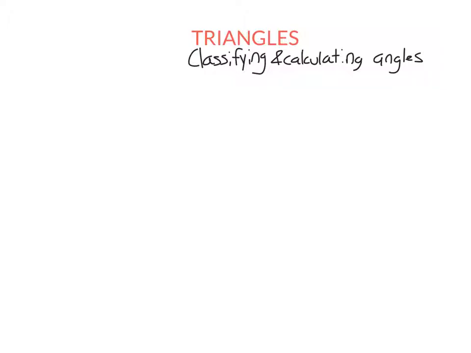So what is a triangle? A triangle is any three-sided shape like this. That's where it gets its name from. Three sides means it has three angles. Tri means three. Triangle equals three angles.